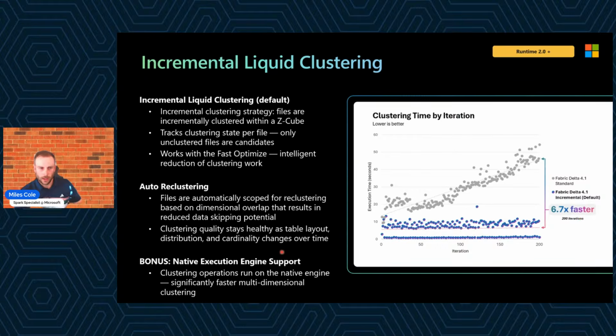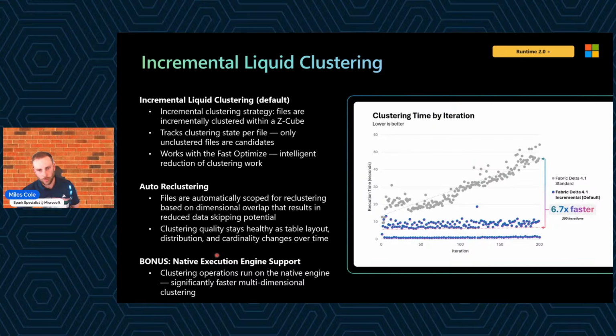Now with this, we also shipped something very cool called auto reclustering. This basically aims to solve for the reality that your data layout is going to change over time. Cardinality of column values is going to change. You're going to have certain years where you have a lot more data than others. That changing reality over time may make previously healthy clustered files now unhealthy, because it's not adapting with your changing data layout.